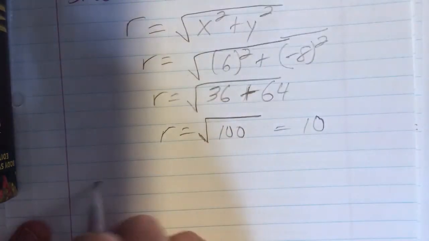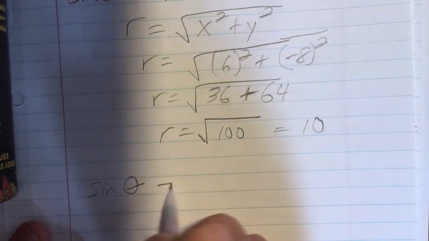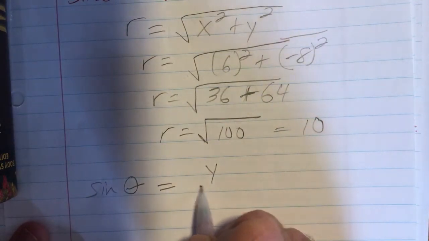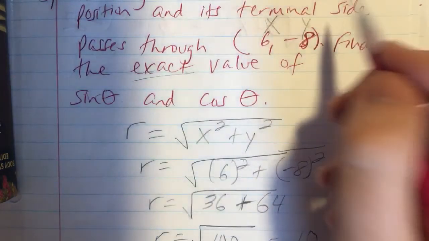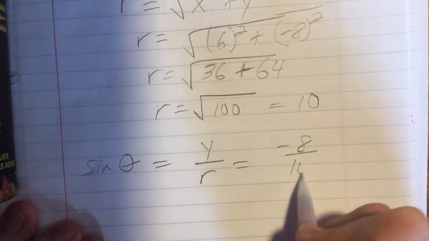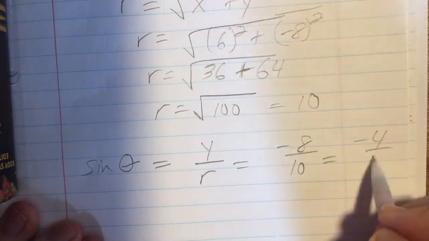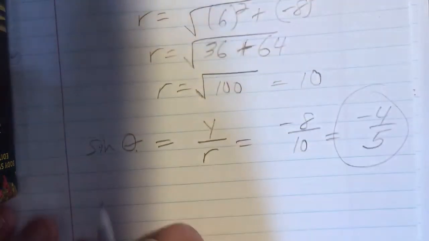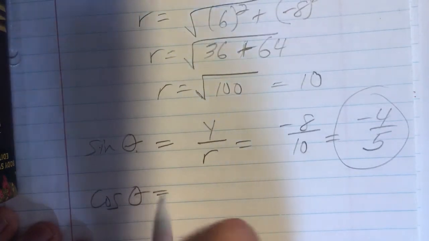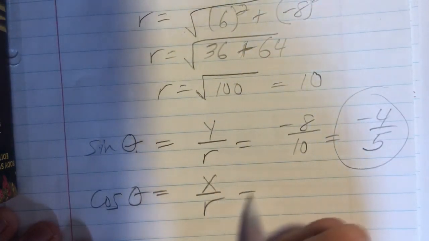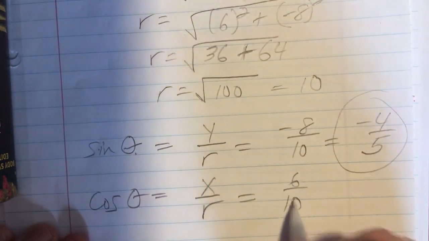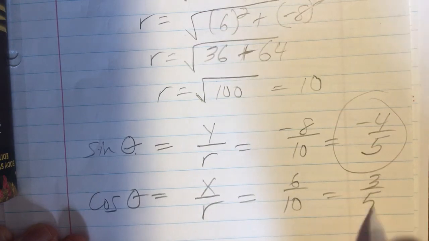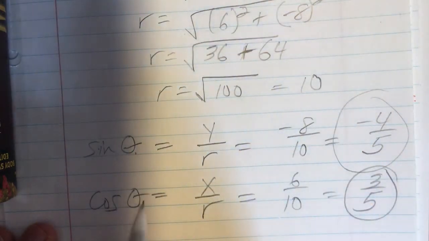The sine of theta: the formula for this is that you take the y value and divide by the r value. Your y value is negative 8, divided by the r value of 10. Reduce this to negative 4/5. So the sine of theta, that ratio, is negative 4/5. If we want to find the cosine ratio of theta, we take x and divide by r. The x value is 6. We divide this by the r of 10, reduced to be 3/5. Your cosine ratio for that particular angle theta is 3/5.